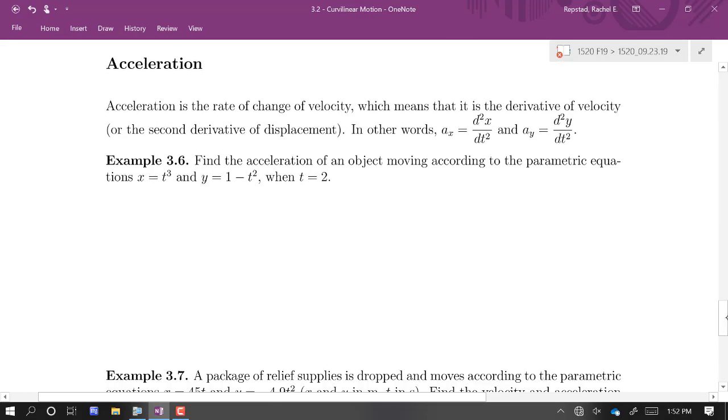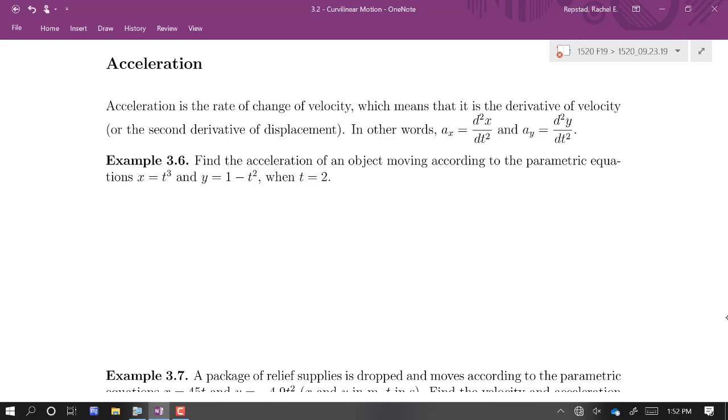All right. So we can also find acceleration of an object. We were introduced to this concept in the last chapter. Acceleration is a rate of change of velocity. So if I know the position function, I just take the derivative again. It's the second derivative of position. So we just extend that idea to these parametric equations, to this scenario with vectors. So acceleration is a vector quantity. That means that we can find an x and a y component. They'll just be the second derivatives with respect to time of x and y, respectively.